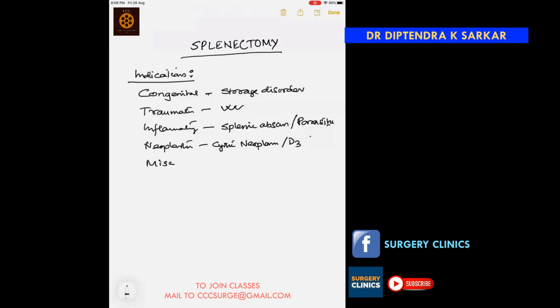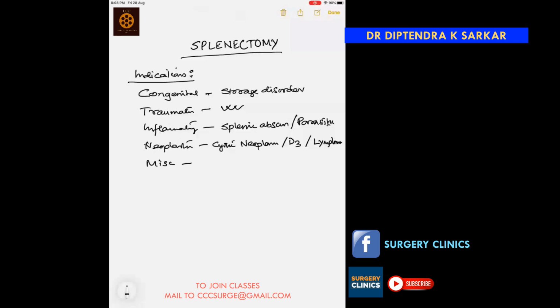We used to do a large number of exploratory laparotomies for lymphomas, but that has become a rarity nowadays, thanks to PET CT scans, which are able to delineate what the affection is. But in the good old days, maybe a decade or so back, we used to do laparotomies and splenectomy as part of the procedure for lymphomas.